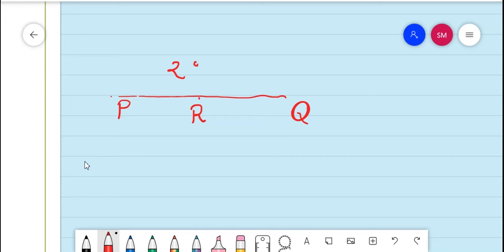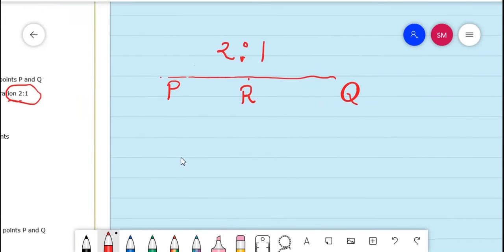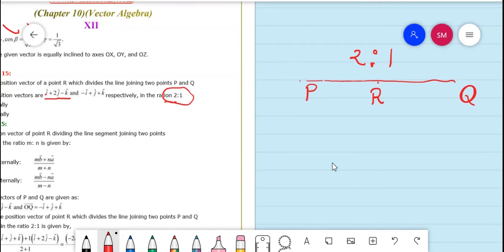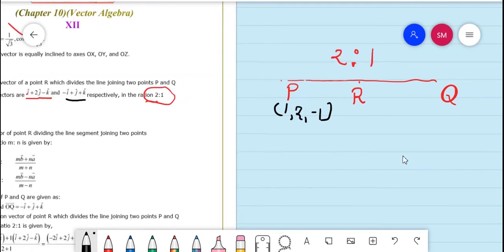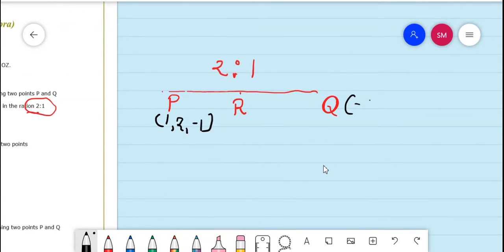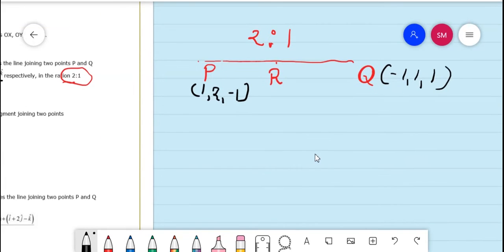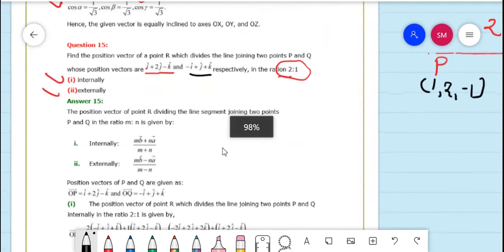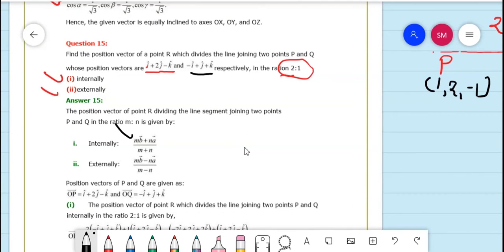First of all, internal division in the ratio 2:1 from point P. You just write down the coordinates of P, that is 1, 2 and -1. Then the coordinates of Q are -1, 1 and 1. Now how we do it in 10th standard, the same pattern we will follow over here. It looks like a different pattern but actually it is the same. So the formula is (mb bar + na bar) upon (m + n).